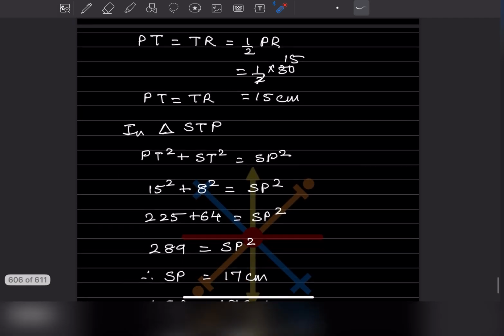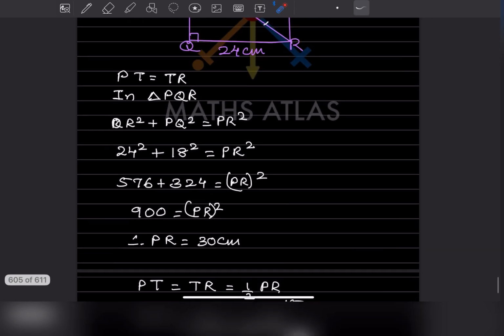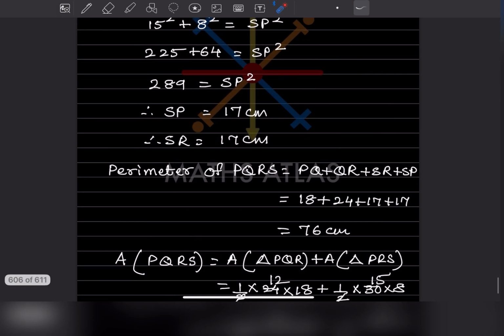So now let us find the perimeter of PQRS. PQRS means you are going to add this plus this plus this plus this one. So now you got all of these. So what will that be? PQ plus QR plus SR plus SP, that will be 18 plus 24 plus 17 plus 17. You can have a look at this one. We already did. So that will be 76 centimeter.